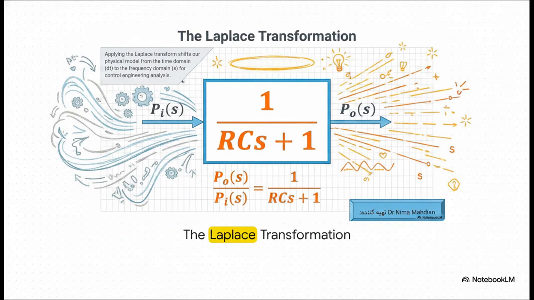But here's the catch. Differential equations can be a real headache to work with when you're designing complex control loops. So we execute a vital shift. Applying the Laplace transform shifts our model entirely out of the time domain, represented by dt, and straight into the frequency domain, represented by the variable s. Suddenly, our complex differential equation beautifully condenses into this pristine, elegant building block, 1 over RCs plus 1. The output divided by the input simply equals 1 over RCs plus 1. Honestly, this is the holy grail for a control engineer.